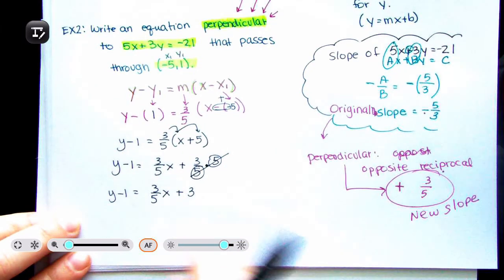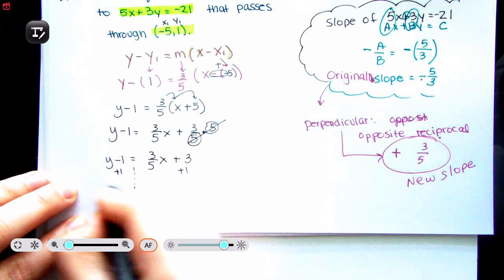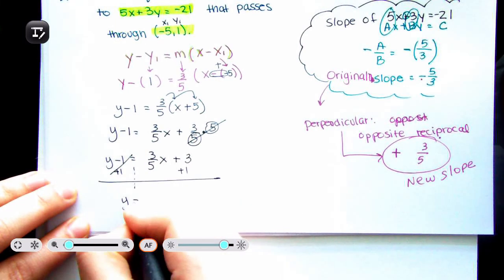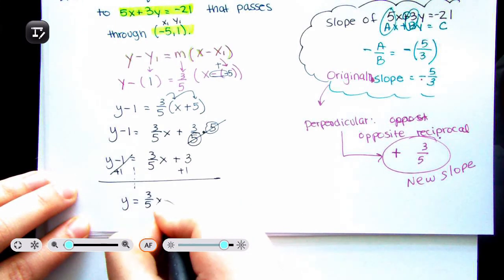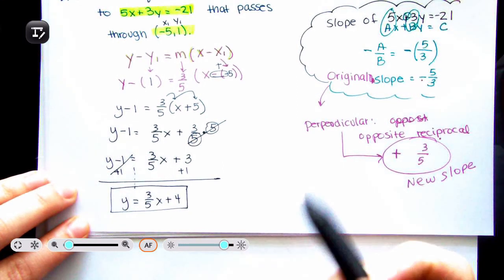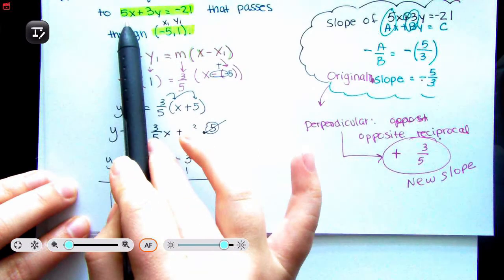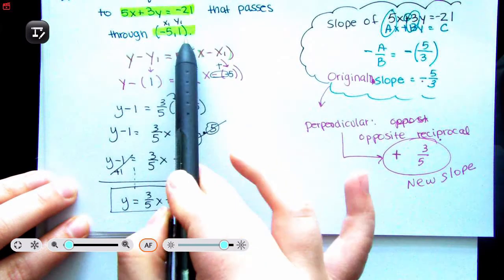Again, we're not done. We're trying to solve for y. So I'm going to add 1 to both sides. Here's my dotted line. So y is equal to 3/5 x plus 4. And again, did we do what it's asking us to do? Write an equation that is perpendicular to this equation that passes through -5, 1.